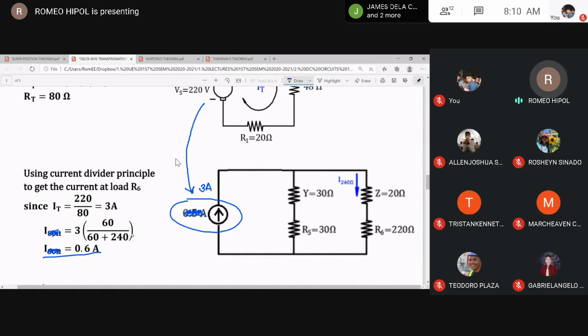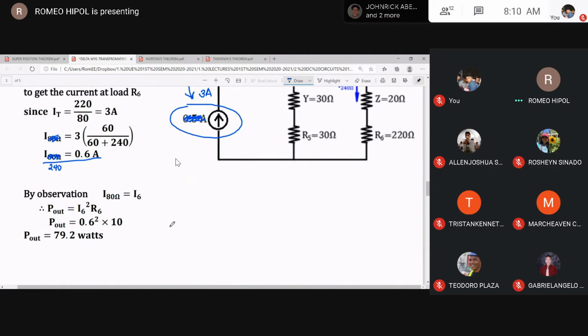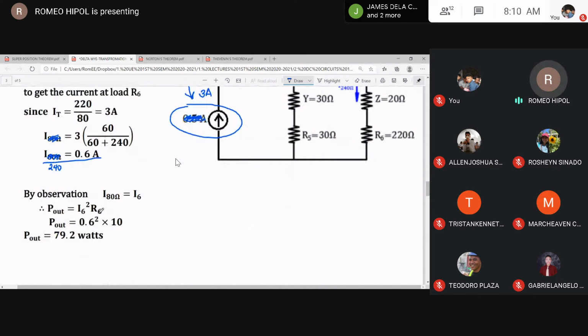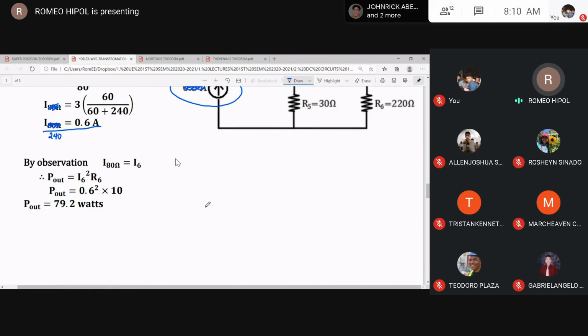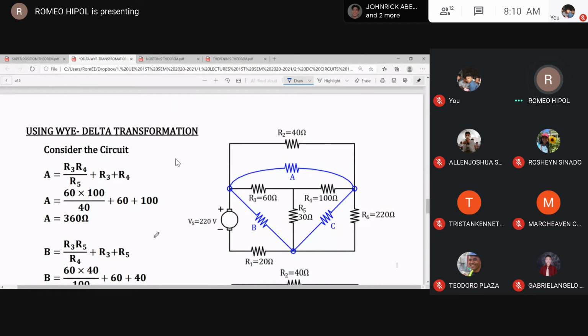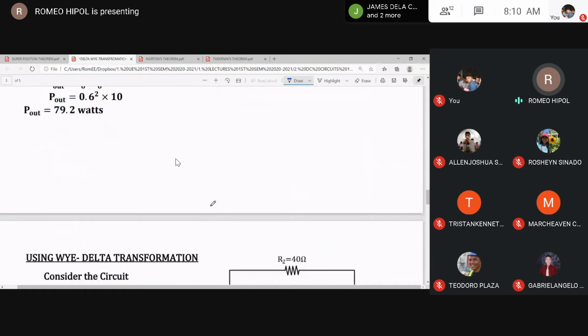Ito na yung current at 240 ohms. Naduling na ako. Bale, same value naman yan. Nagkamali lang ako ng sub, so ulitin ko na lang ulit. Then, okay. Same formula, I squared R. So, we have 79.2 watts. Okay na tayo dito ha. Medyo ayusin ko na lang yung sum and value.